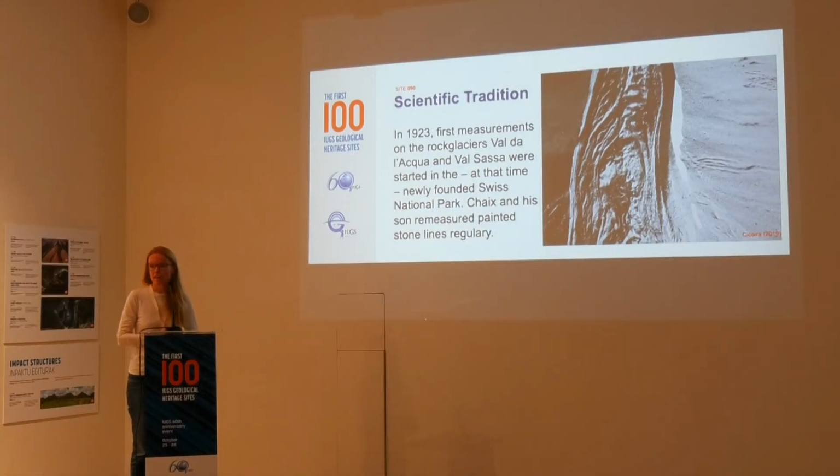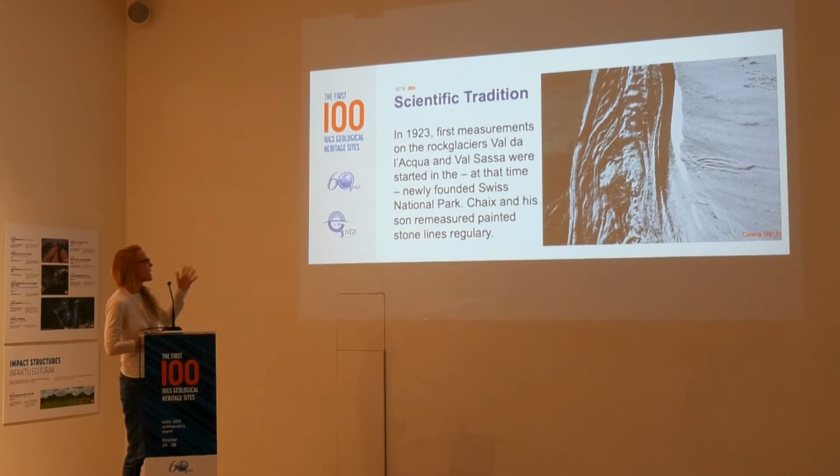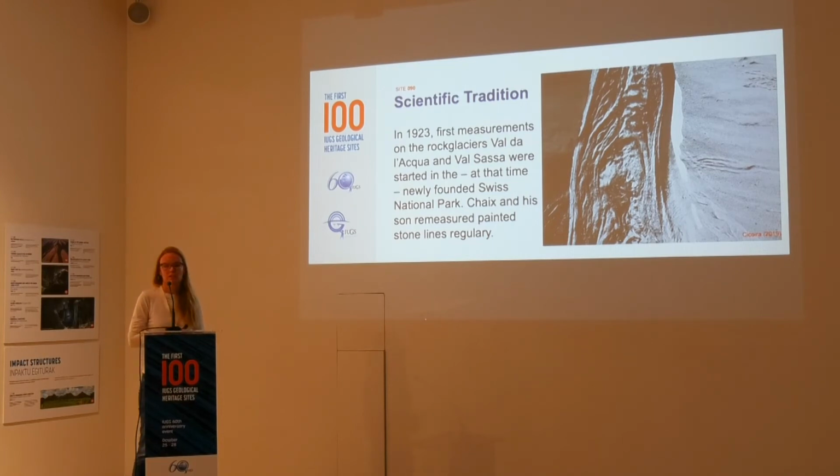So there's a long scientific tradition which is special for the Engadine. I think the term or this landform was first described in 1910 in the US. And we know of the first measurements from the 1920s in the then newly founded Swiss National Park, where Emil Schä and his son started to paint some stones on top of this rock glacier, and they came back every year and measured these stones and how far they moved on top of the rock glacier.